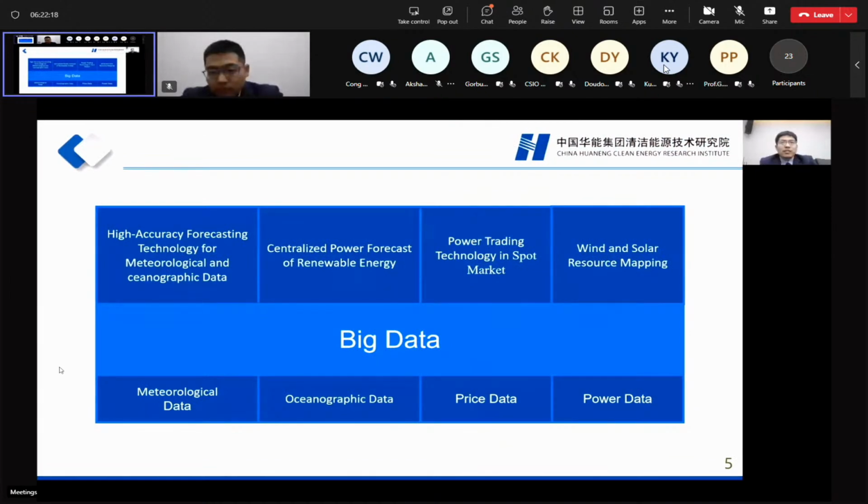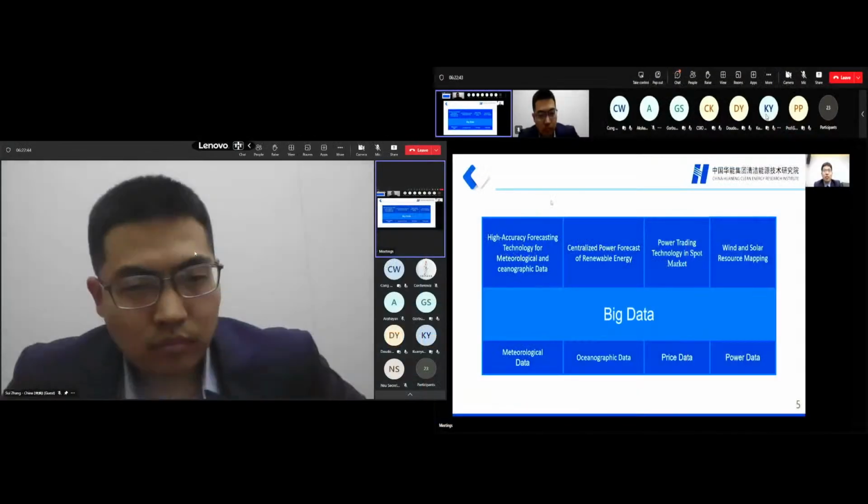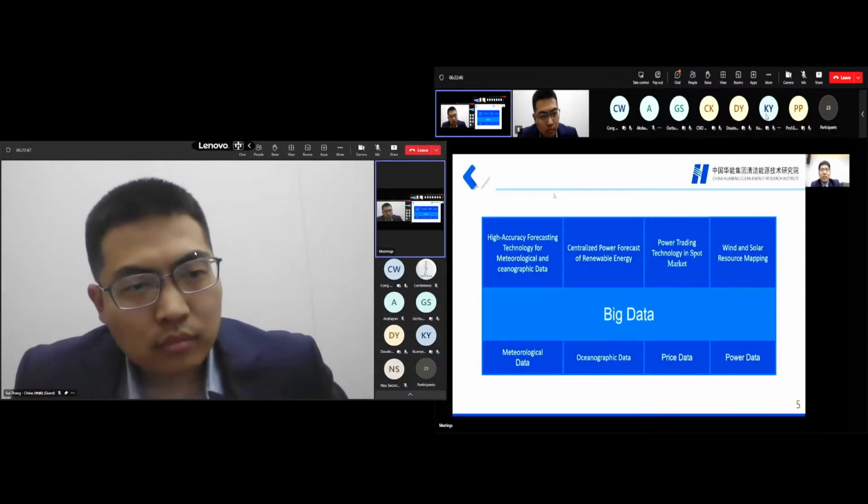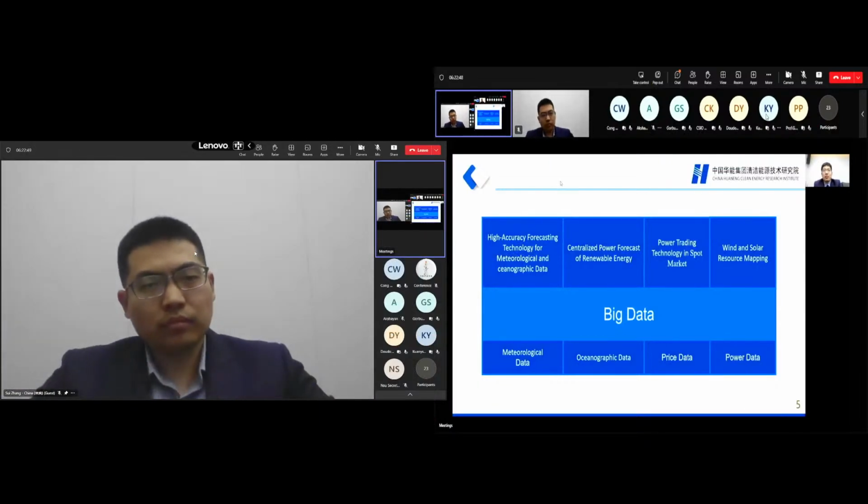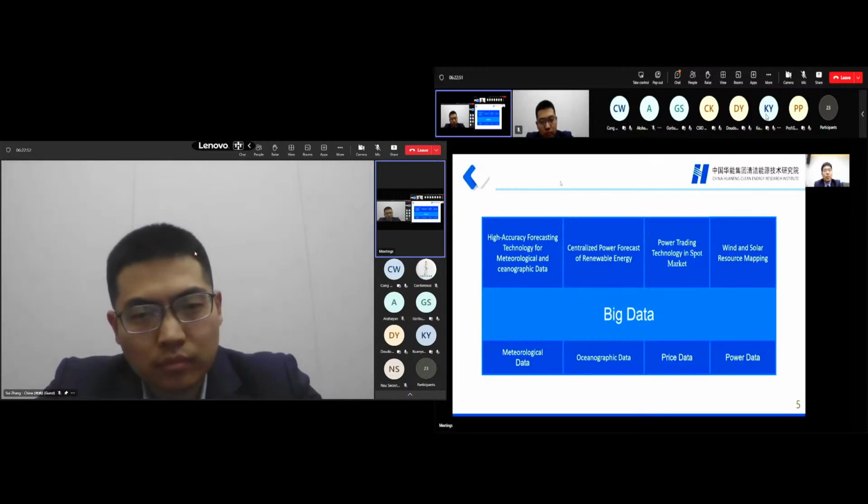Before I illustrate AI and big data applications, I will show you the relationship between them, as shown in the figure. In my talk, meteorological data, oceanographic data, power data, and price data together form the big database to support AI applications, which are called wind and solar resource mapping, high-accuracy forecasting technology for meteorological and oceanographic data, centralized power forecast of renewable energy, and power trading technology in spot market.